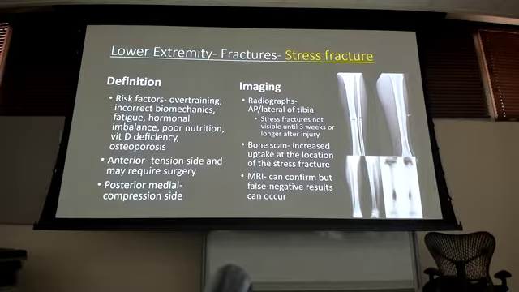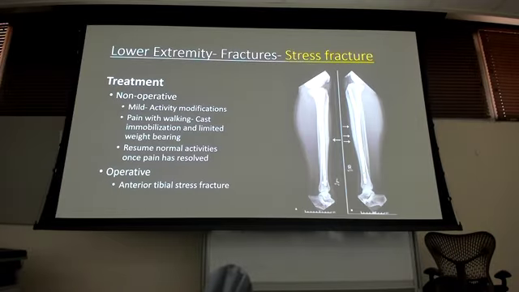So initially we'll get X-rays for these. This is where a bone scan can be helpful if it's early on and we're trying to determine it, if we can get it quickly. And then MRI can still have false negative results depending on the time frame of these patients.